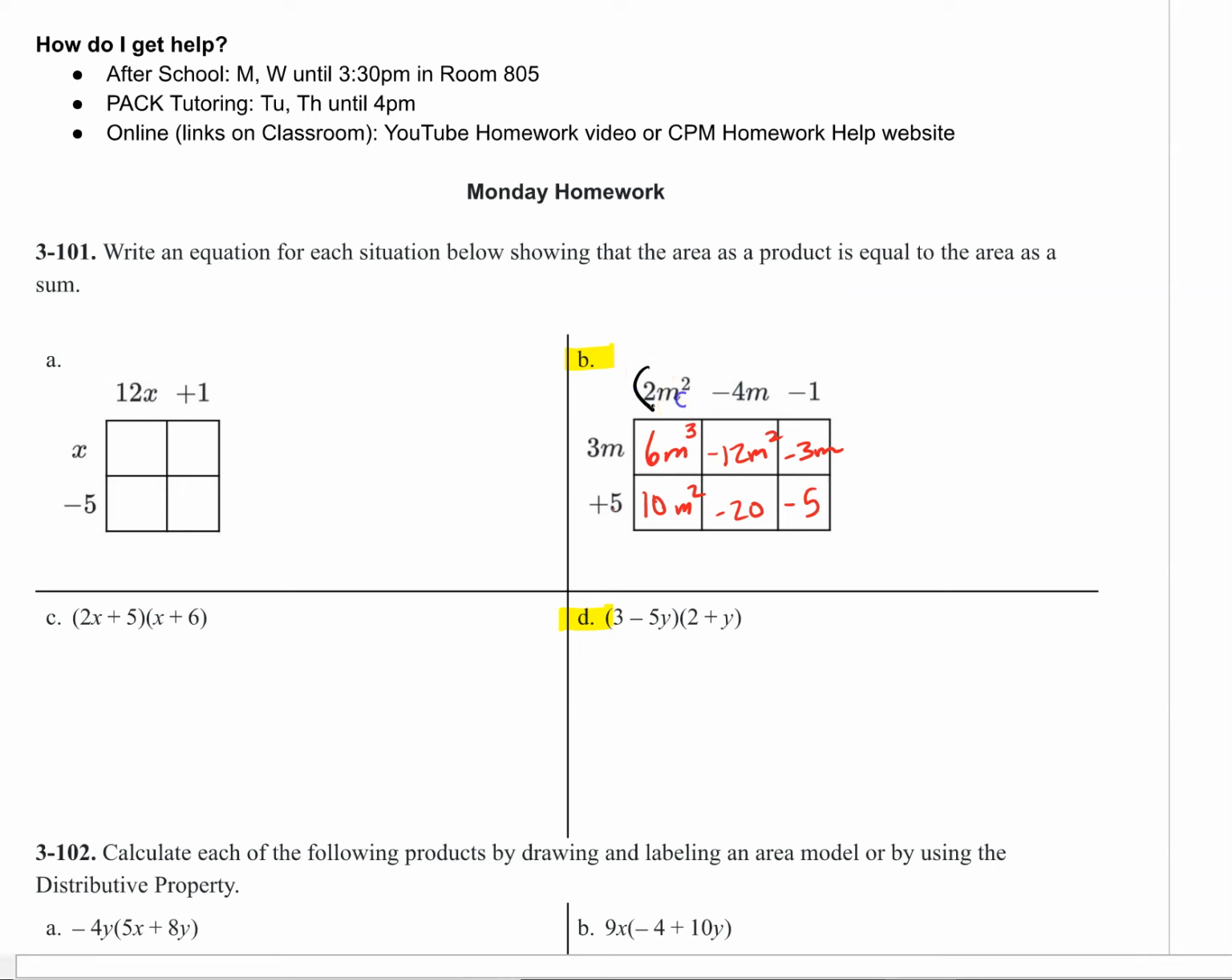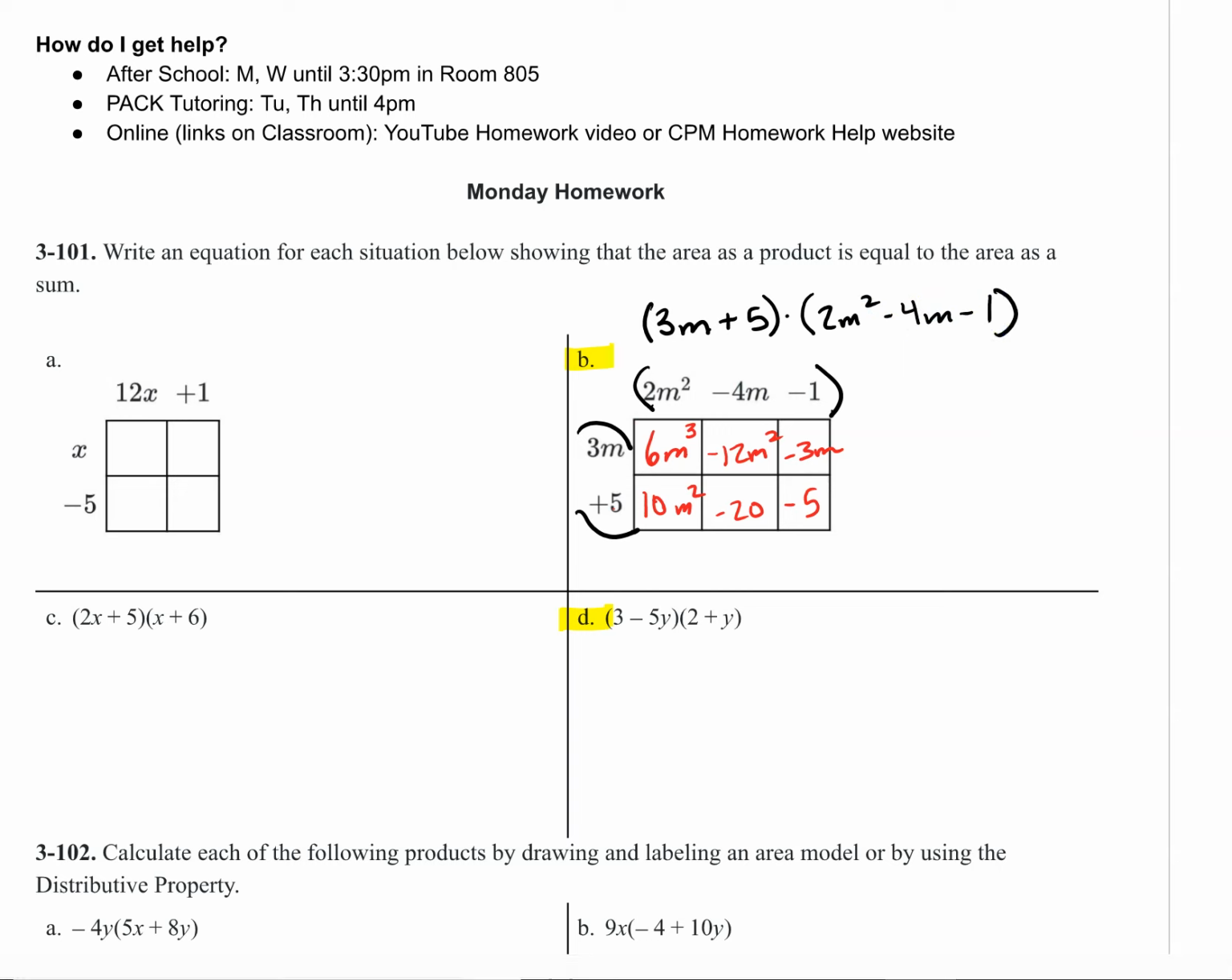Okay, we need to write our area as a product. So that's 3m plus 5 times 2m to the power 2 minus 4m minus 1. So length times width. That's our area as product. And that should equal area as a sum.